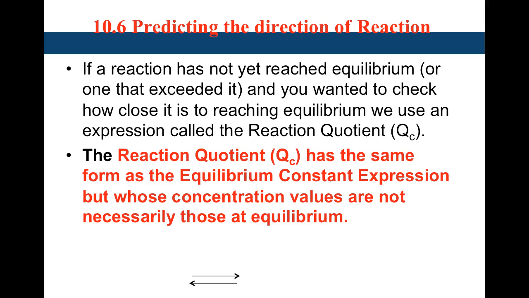So the reaction quotient has the exact form as the equilibrium constant expression, but the concentration values are not those that are at equilibrium. It could be at a time where it has not reached equilibrium, or it could be at a time that has passed the equilibrium.